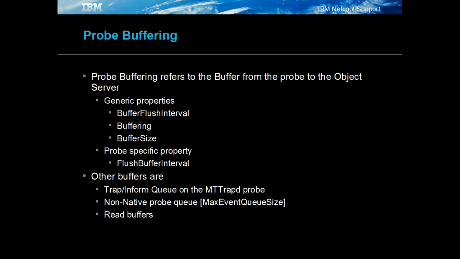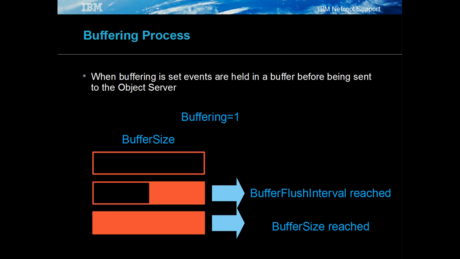Probe buffering refers to the memory buffer the probe uses to store events before sending them to the object server. You should always set the buffer flush interval if buffering is enabled. The buffer will be flushed every buffer flush interval, regardless of the number of events in the buffer. If the number of events in the buffer equals the buffer size, the buffer is flushed to the object server.